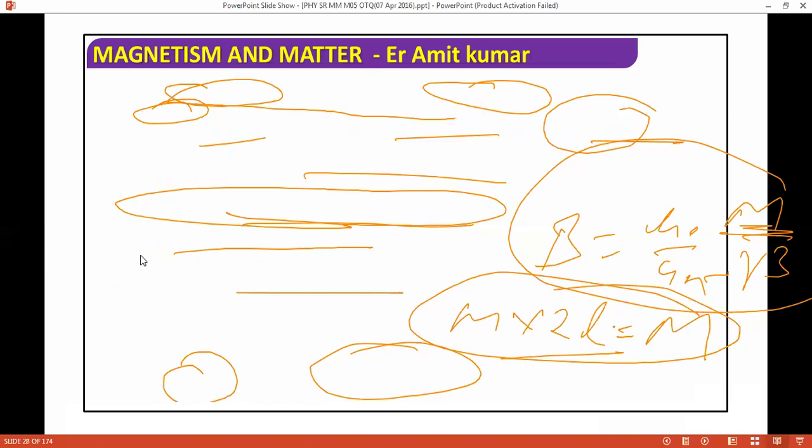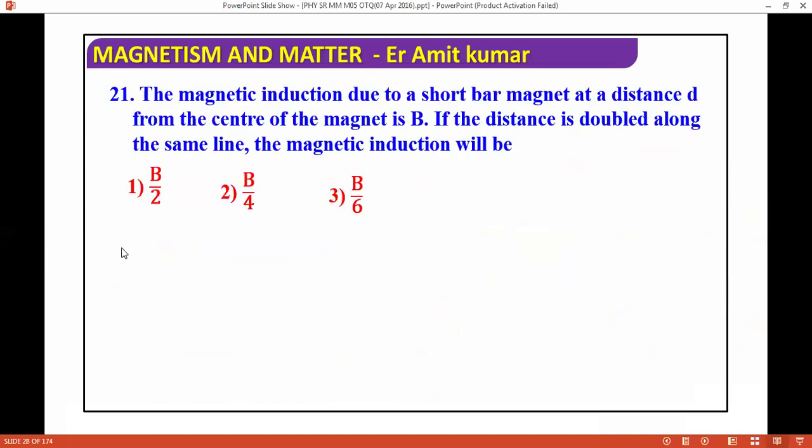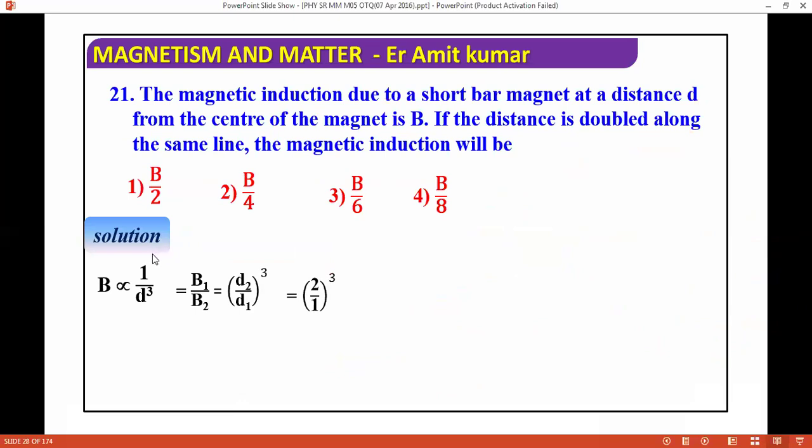So now we are moving ahead. Next question: the magnetic induction due to a short bar magnet at a distance d from the center of the magnet is B. If the distance is doubled, then along the magnetic line, what will the magnetic induction be? Magnetic field must be proportional to 1 by d cube. Do you agree? You can do this question very fast and easily. So this is going to be B by 8.